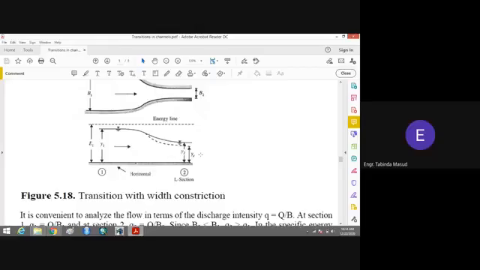In this case, if you further provide the contraction in a channel, then what will happen? There will be a further change in the discharge of the channel, and the critical depth of the flow will be changed, but that changed depth of the flow will also be a critical depth of the flow.